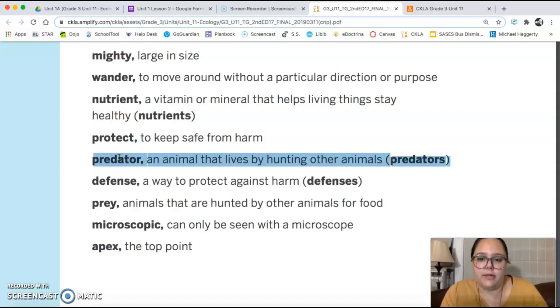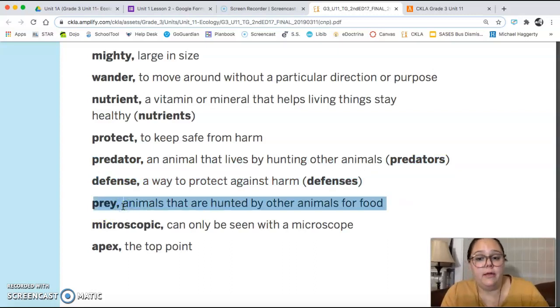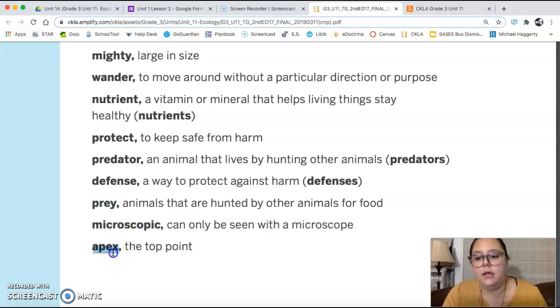A predator is an animal that lives by hunting other animals. Defense is a way to protect against harm. Prey is an animal that is hunted by another animal for food. Microscopic is very, very small. It can only be seen with a microscope. And an apex is the top point.